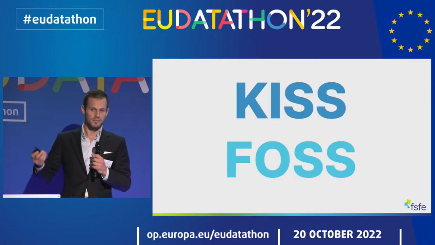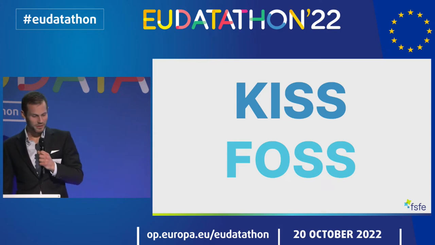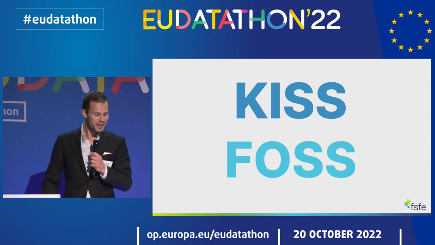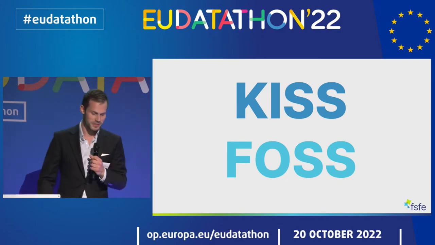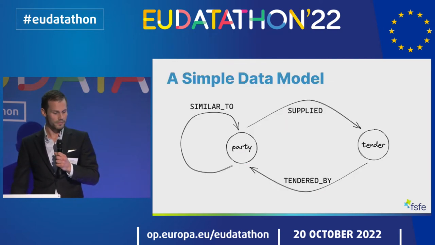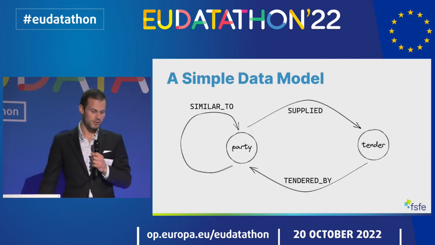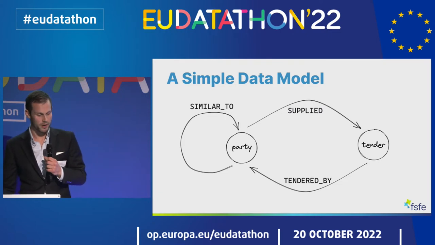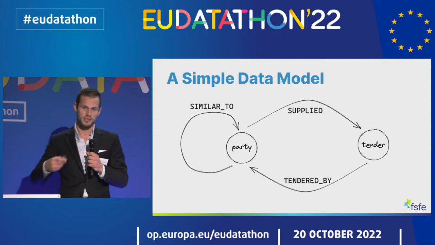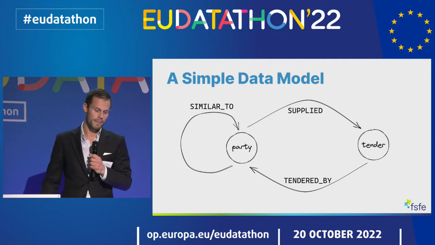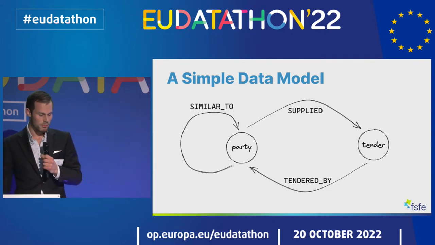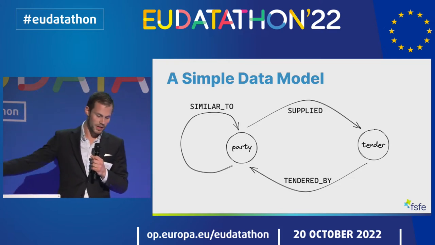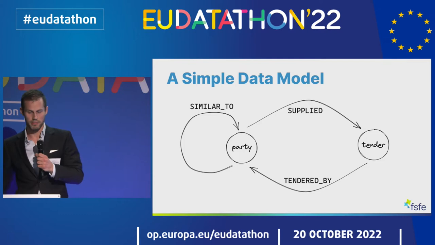We built the app on a core principle, which is KISS-FOSS: keeping it simple while using free and open source software. So we have a simple data model. We only have parties. These are buyers or sellers. They can be similar to each other. This is our initial effort at deduplicating. I can talk more about this in the Q&A. And we have tenders. Parties can supply tenders, and tenders are tendered by a party.